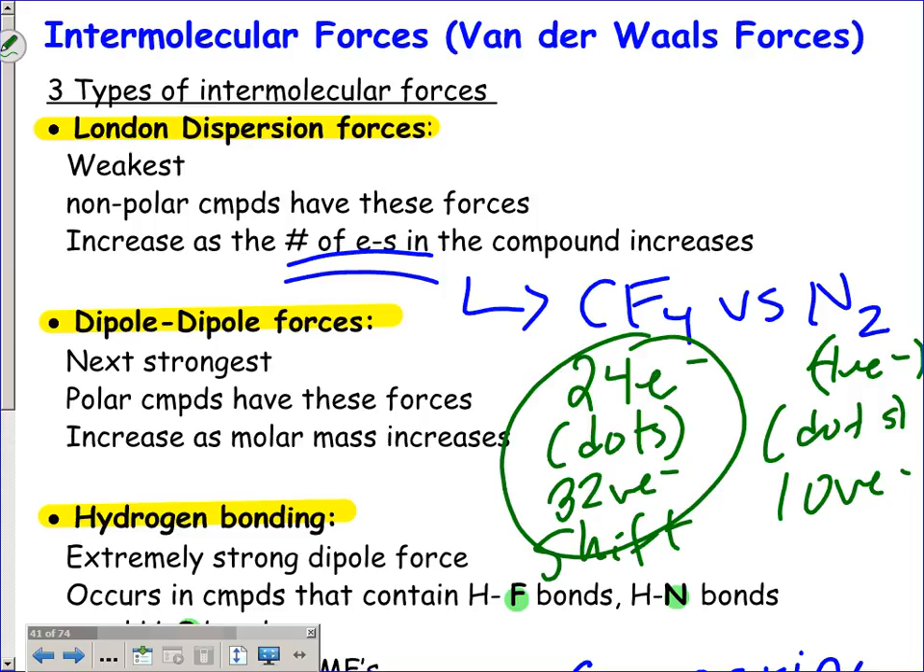Question? Yeah, what if they're equal? If they're equal, then we would have to go with mass. It's like our third tier of defense here. But hopefully you won't have to deal with that. Okay?